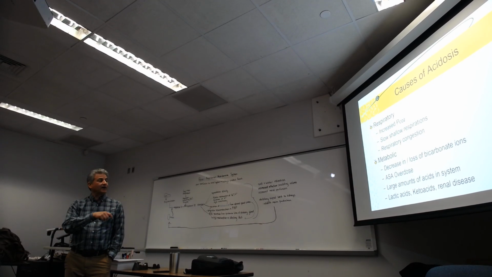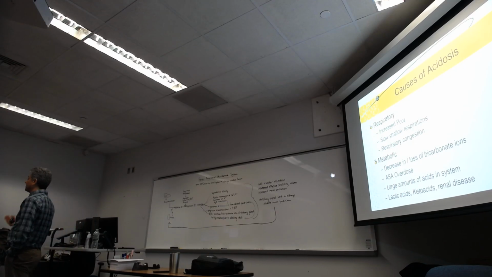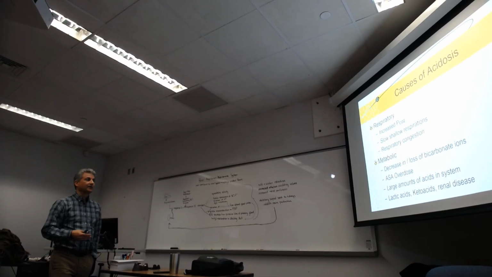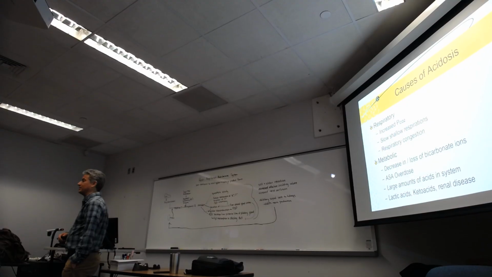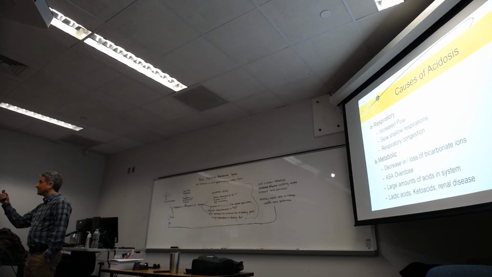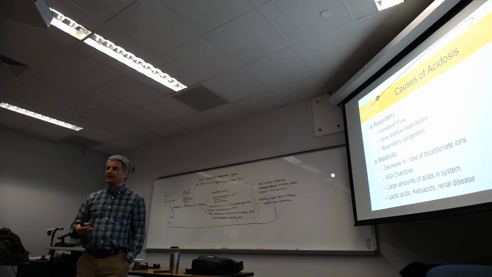On the metabolic side, we've got a decrease or loss of bicarbonate ions. And so for some reason, we don't have the bicarb. It could be because they're combining with hydrogen ions. It could be because the kidneys aren't creating them. It could be because the system is so acidic. So an aspirin overdose. What's aspirin? What is the actual name of aspirin? ASA, what does that stand for? Acetylsalicylic acid.